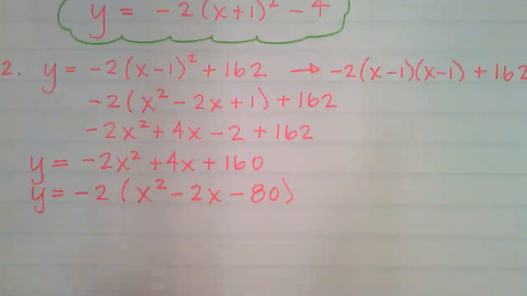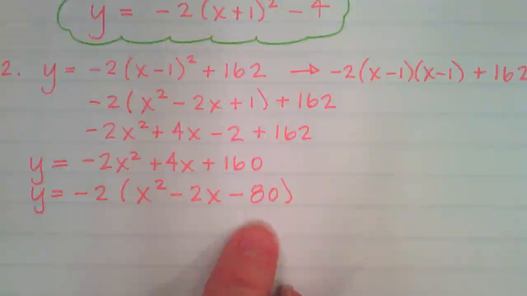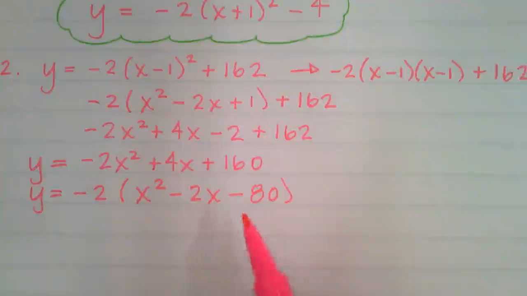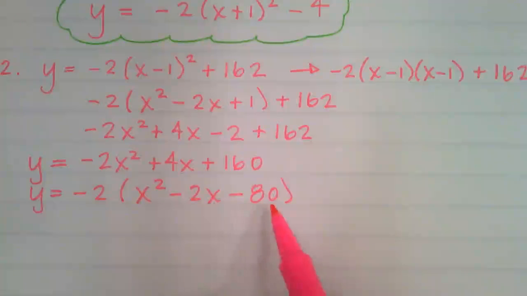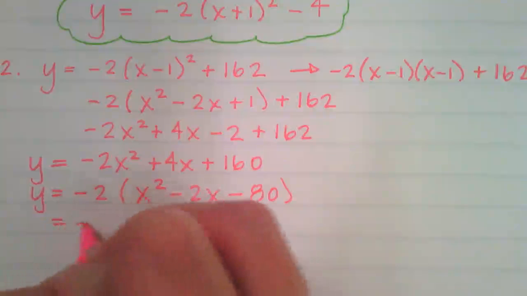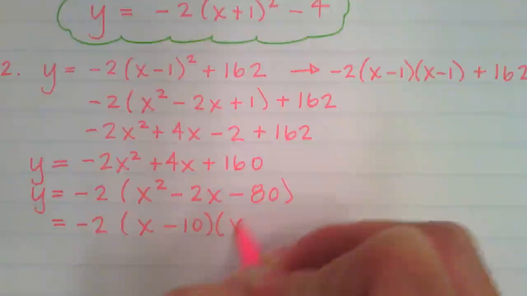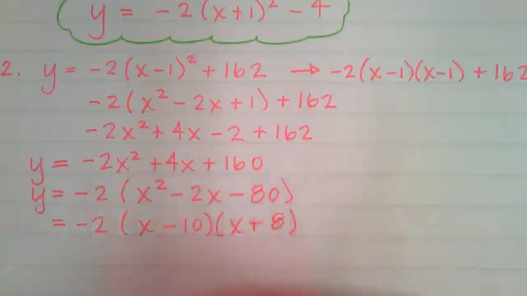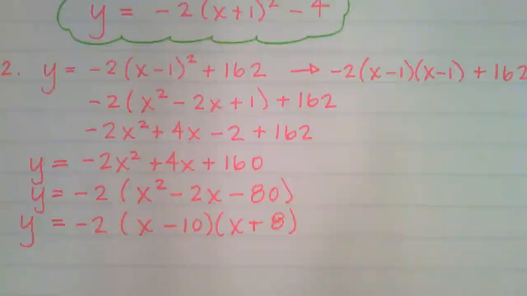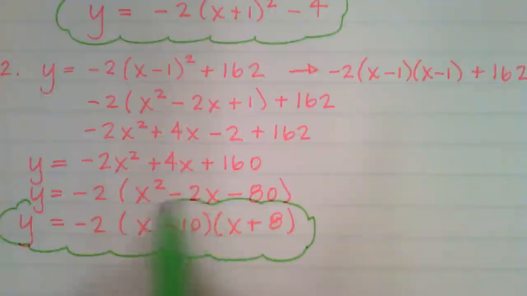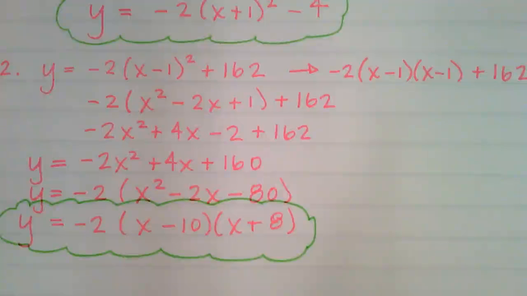So now I have a trinomial, so no leading coefficient anymore because I took it out as a GCF. So I need to think of numbers that multiply to be -80 that add up to -2. And the numbers I'm thinking of are -10 and +8. So there we have it. So here's our intercept form, which is factored form. So there's number 2.